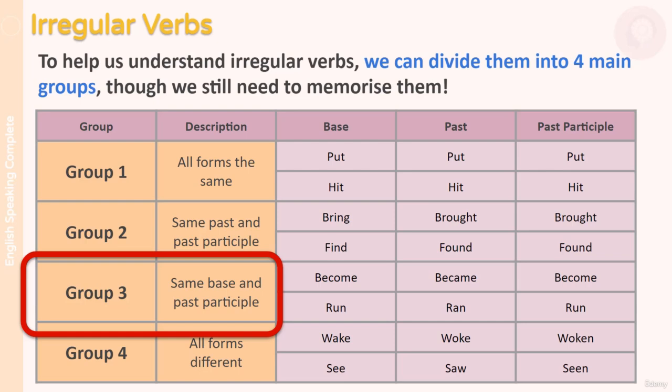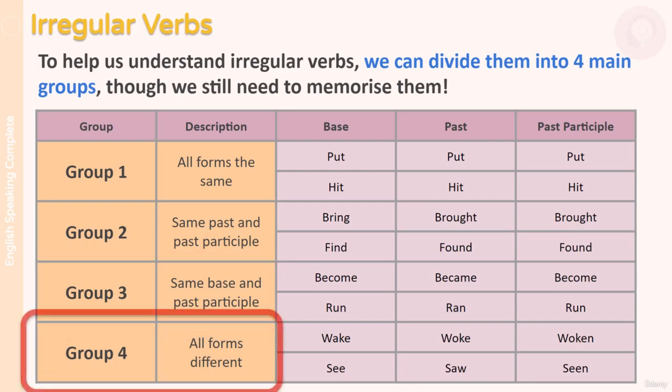Now, it's worth me pointing out that if you do make errors in changing certain forms, in not getting the right form, especially with irregular verbs, don't worry, people will of course still understand you. But in terms of increasing our fluency, we do need to be as accurate as possible. So here's group 4. All forms are different. Wake, woke, woken. See, saw, seen. Again, it's all about memorizing the different verb forms.